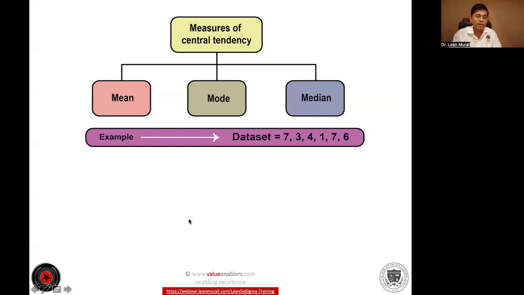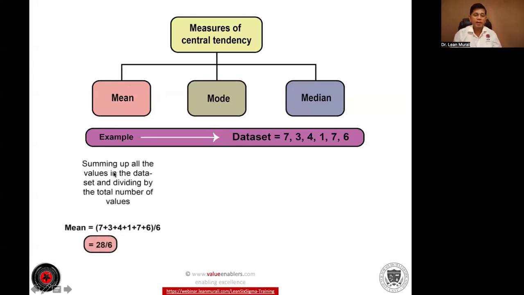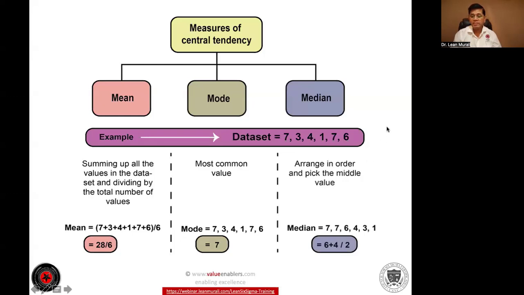Average you know how to calculate. Now, having said this, summing up and adding all the values and dividing by the total number is called a mean, and the most common value is a mode, which you have seen, and median is 6 plus 4 by 2.